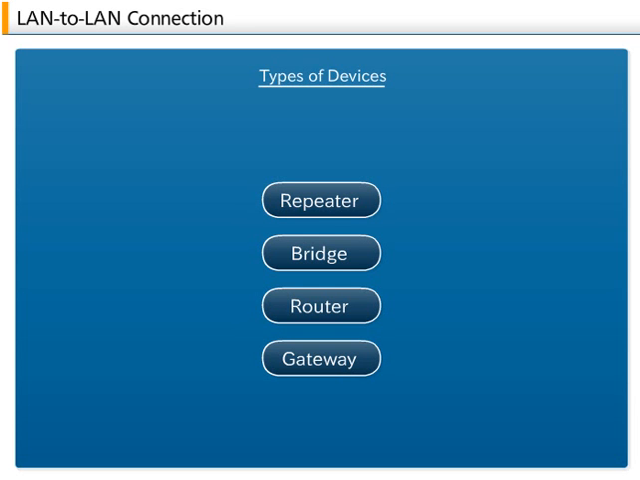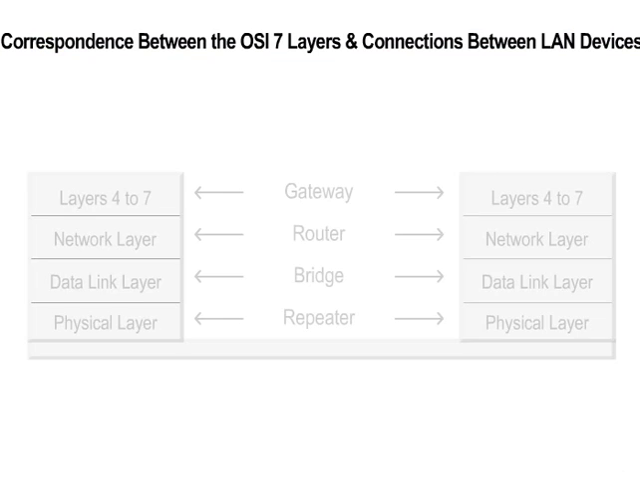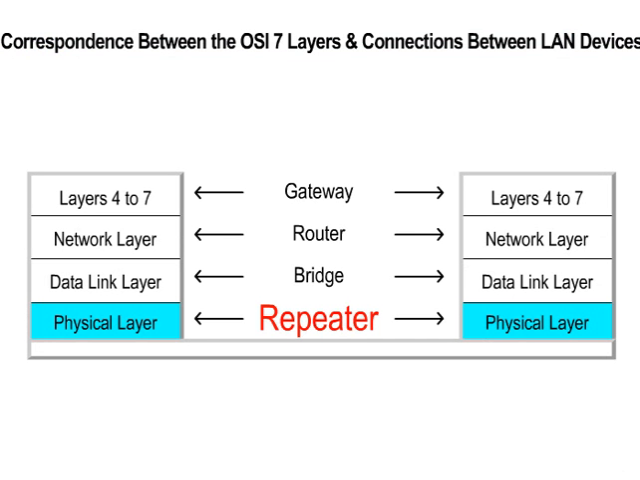LAN-to-LAN connection. You can build a LAN to cover an even wider area by connecting a LAN with another LAN. In doing this, different devices are used, depending on the function level of the OSI layers at which both LANs are connected. 1. Repeater. A repeater receives the analog signal, and then generates an exact duplicate of the original signal before sending it on. It physically connects two LANs, and is sometimes called a hub or a repeater hub.